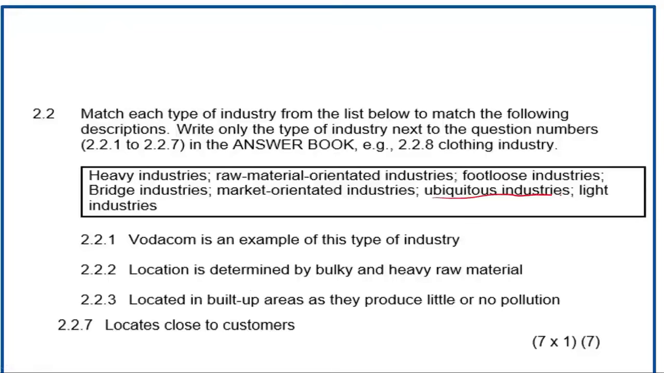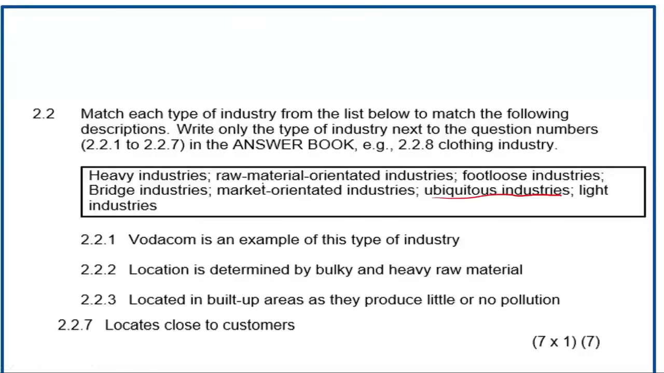It's a ubiquitous industry. You must know that some of the ubiquitous industries, not most of them, some of them, are not manufacturing industries. They are service industries, like Vodacom, like MTN, everywhere you go. You find them anywhere you go. Vodacom is an example of this. So Vodacom is not a manufacturing industry. It's a service industry.